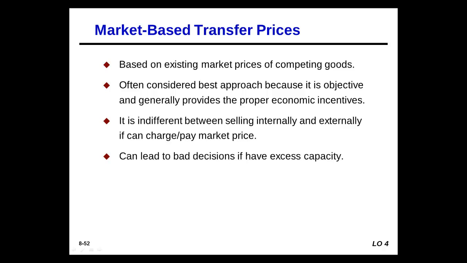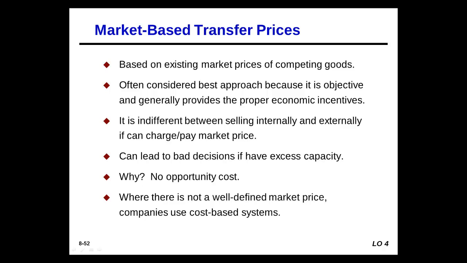If the sole division has excess capacity, the market-based system can lead to actions that are not in the best interest of the company. The minimum transfer price that the sole division would receive is its variable cost plus opportunity cost. As indicated earlier, in many cases, there simply is not a well-defined market for the good or service being transferred. When this is the case, a reasonable market value cannot be developed, so companies often resort to a cost-based system.